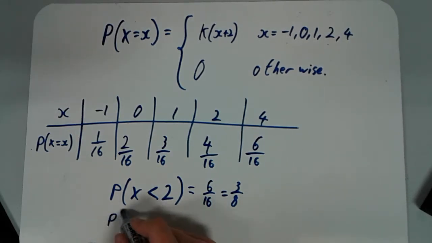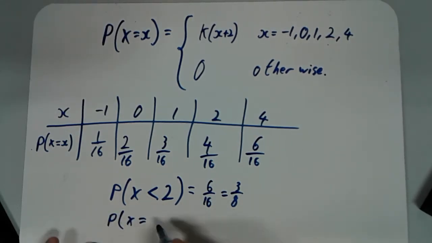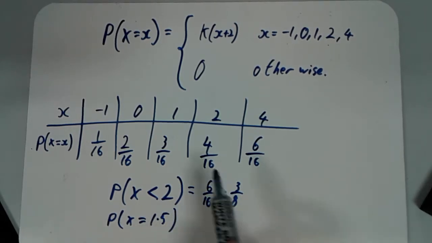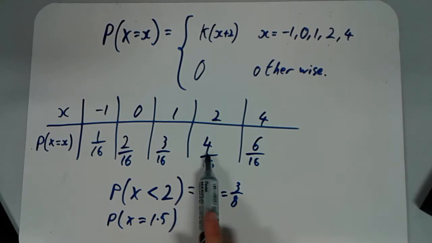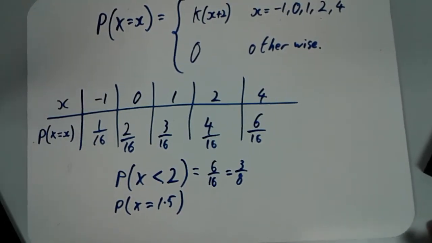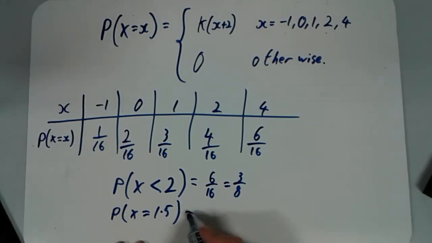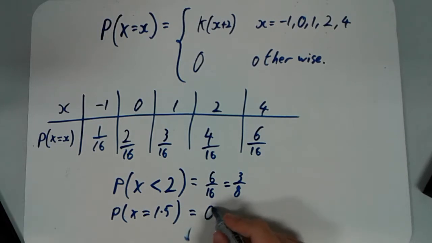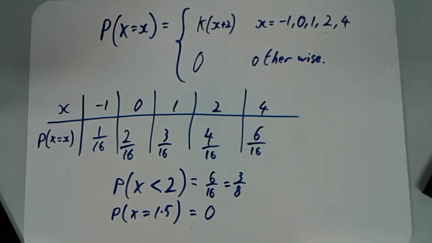Also be on the lookout for questions such as probability that x equals 1.5. We do not go halfway between these two values. We were told earlier on that for any value not in that list, the probability that x equals it is 0. So that's what we'll say.